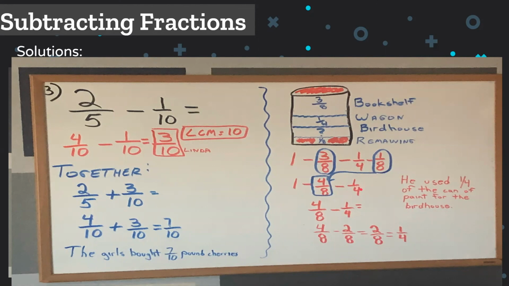Again, we have to look for a lowest common multiple. I think that goes without saying that it's going to be 8. We can change our expression of 4/8 minus 1/4 to 4/8 minus 2/8. 2/8 is our remainder, and that can simplify to 1/4. So we know he used 1/4 of the can of paint for the birdhouse, and we've expressed it in a sentence as well. Hopefully your worksheet looks like this.